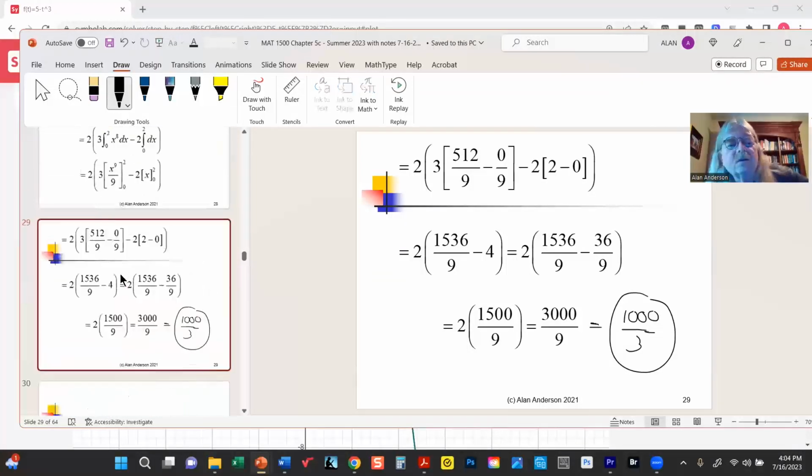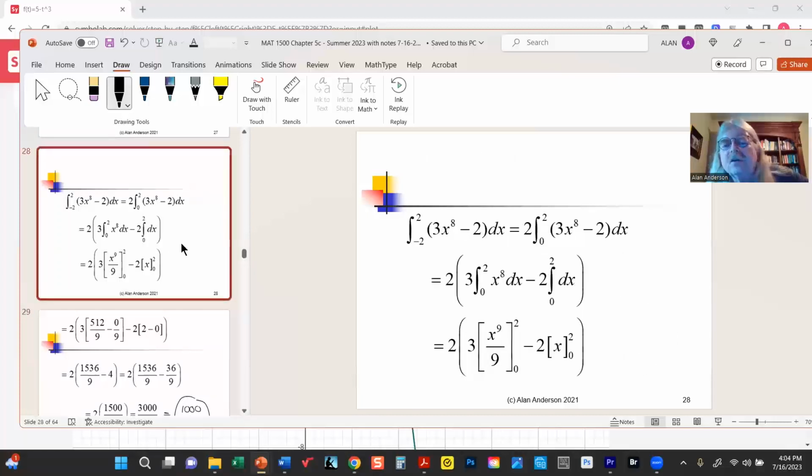Okay. So yes, we've just demonstrated, by integrating it a second time from 0 to 2 and then doubling the final result, that this was absolutely correct. And that's what we would expect.